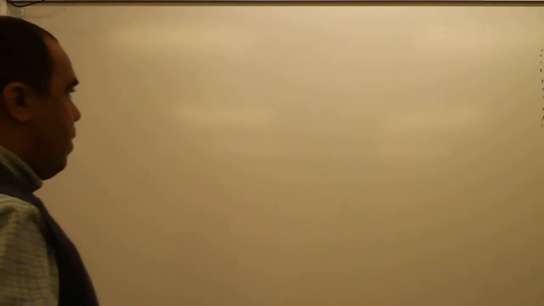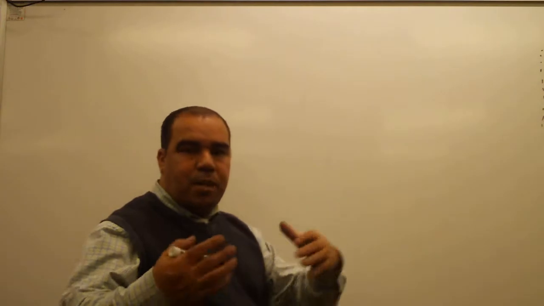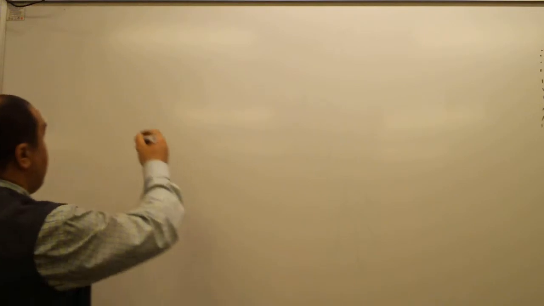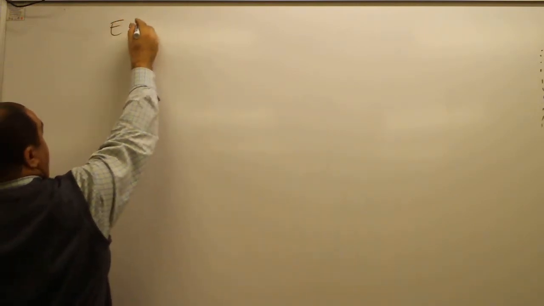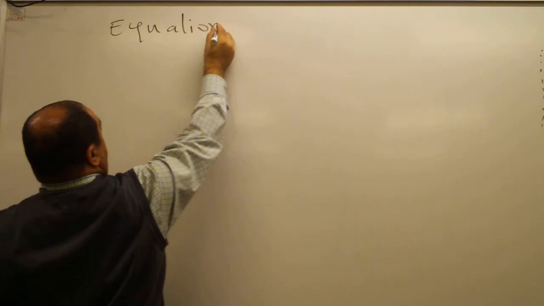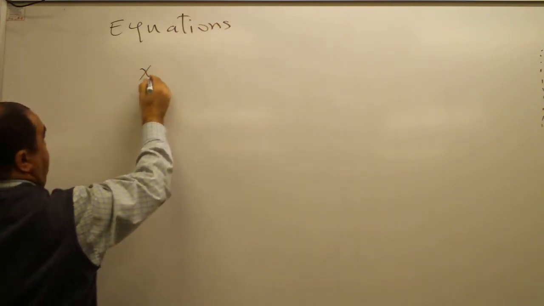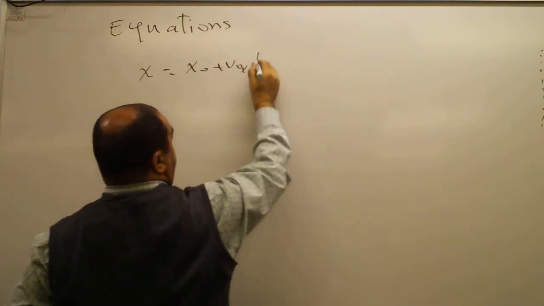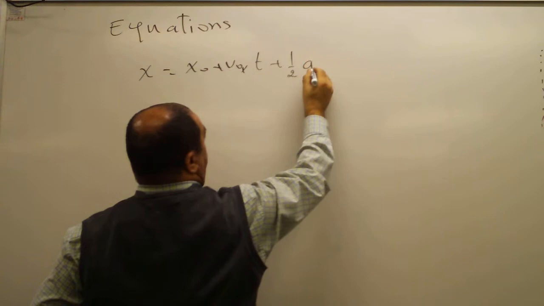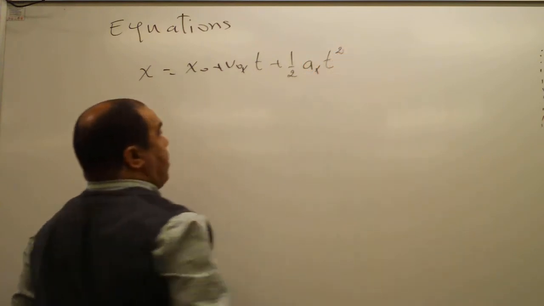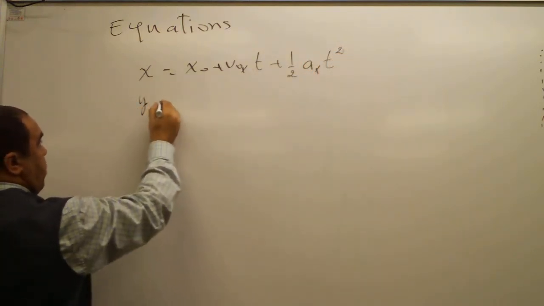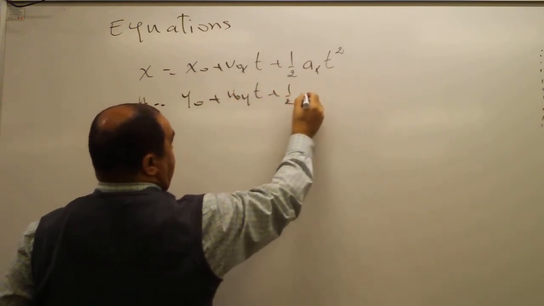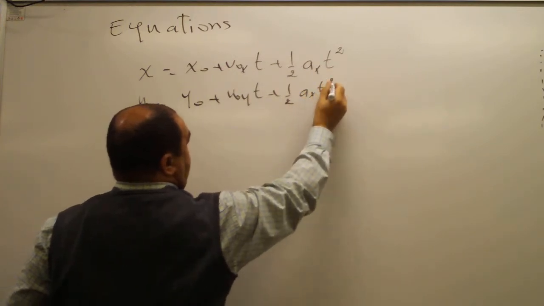In this second part of this mini lecture, I'm going to talk about the mathematics of projectile. Since we have two components, x and y, I'm going to write the equations. I have x is x0 plus v0x t plus half ax t squared, and y would be y0 plus v0y t plus half ay t squared.